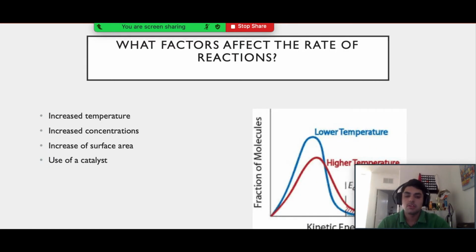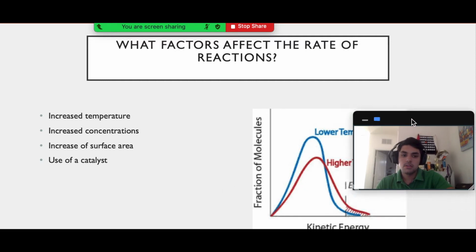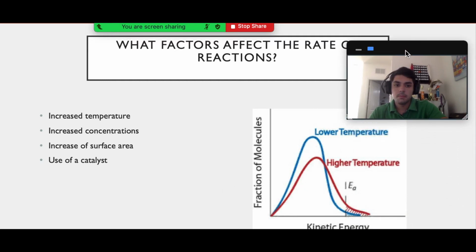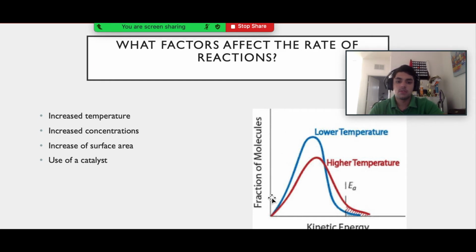So, what factors affect the rate of reaction? Factors that influence the reaction rates of chemical reactions include the concentration of reactants, the temperature, the physical state of reactants, their dispersion, and the presence of a catalyst. On the right side, let me move this up. You can see the molecules and the kinetic energy and how lower temperature and higher temperature affect it.